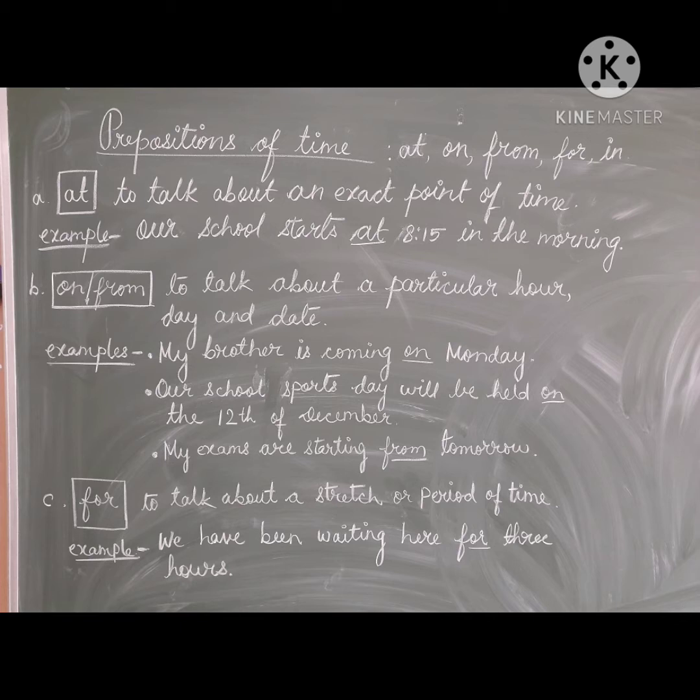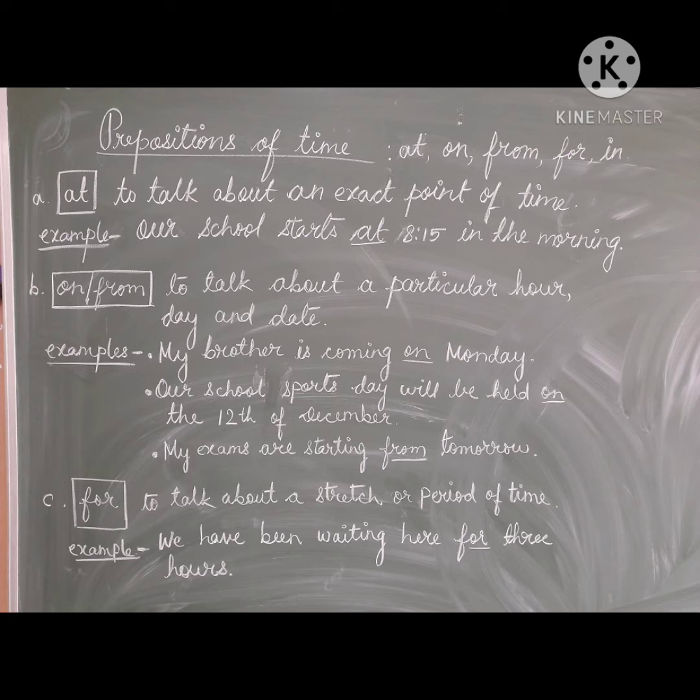Now we use on or from to talk about a particular hour, day, and date. For example, our school sports day will be held on the 12th of December. Here, children, you see we have used on in the sentence because a date is given, 12th of December. So, before that, we have used on.